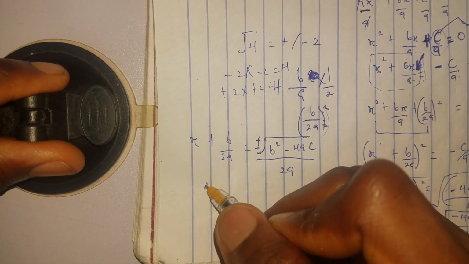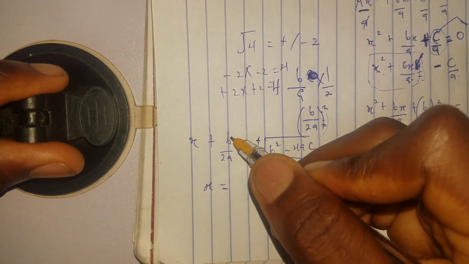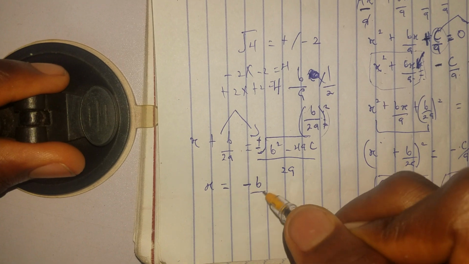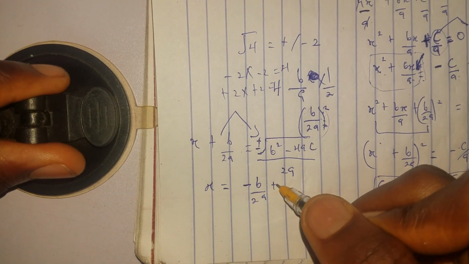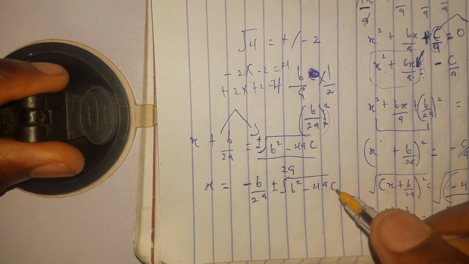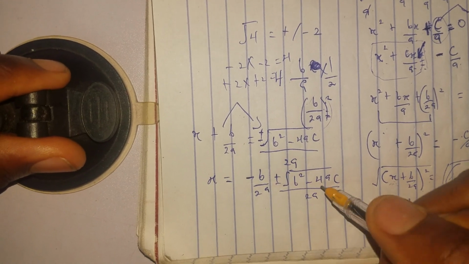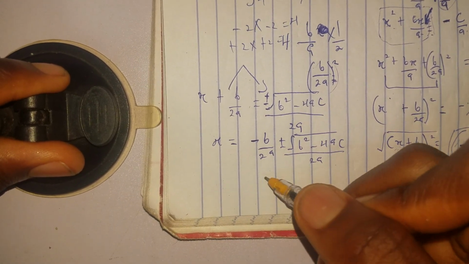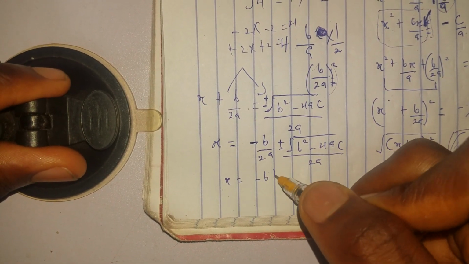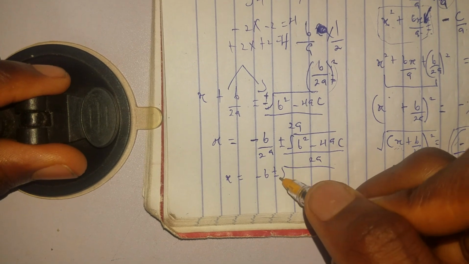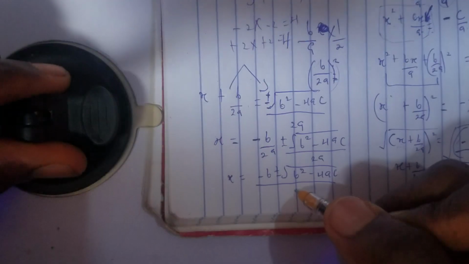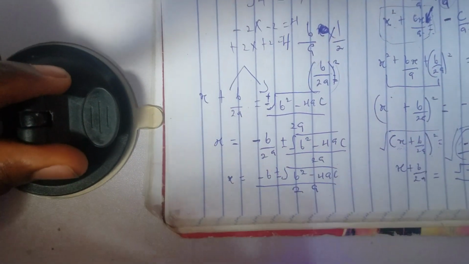Okay, so x will now be equal to, when you carry this one to the other side, minus b over 2a plus or minus the square root of b squared minus 4ac over 2a. Now since they have the same denominator, you can just say x is equal to minus b plus or minus the square root of b squared minus 4ac all over 2a.